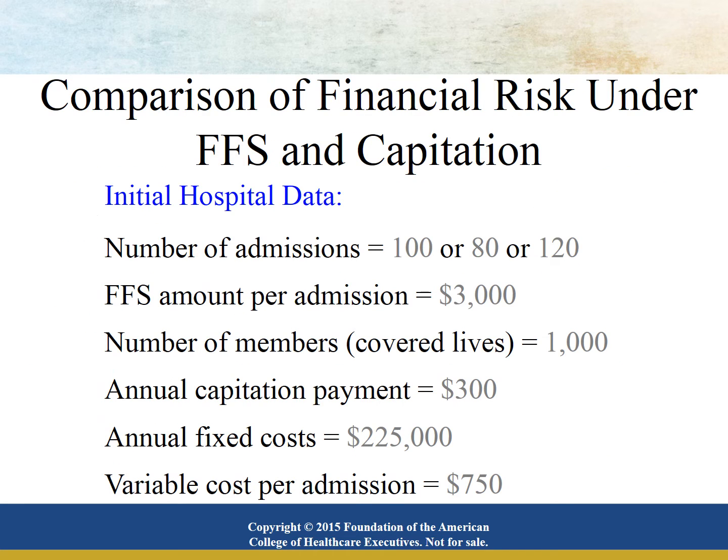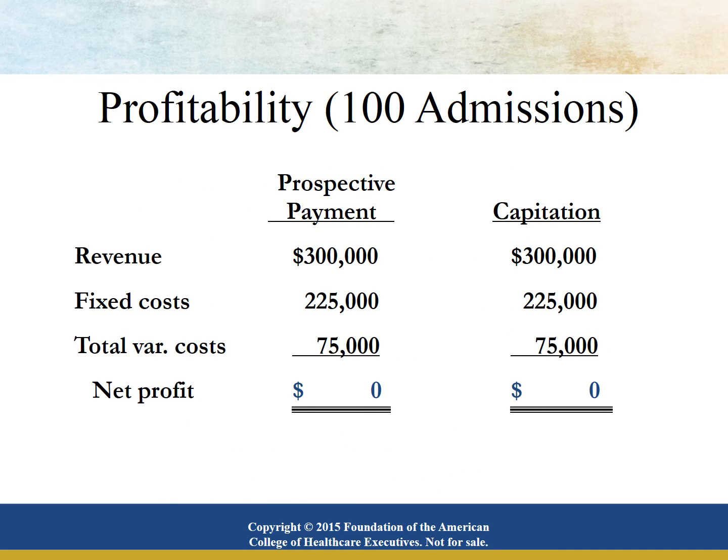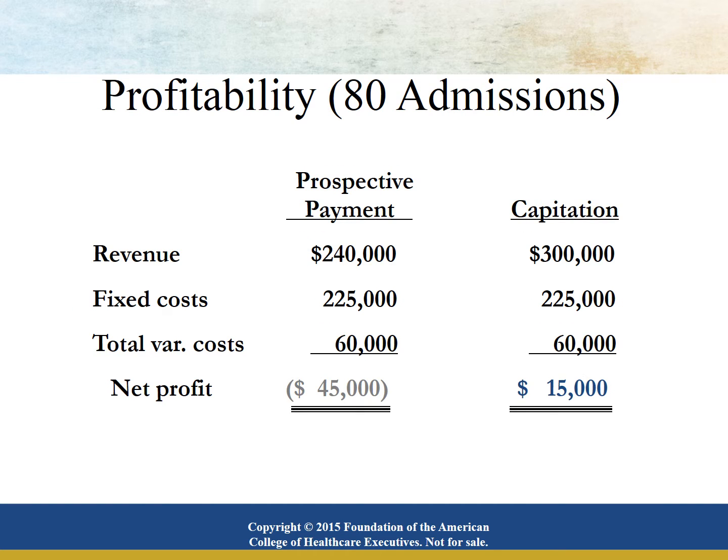We're talking about $750 per admission and 100 admissions. Under capitation, $300,000 in revenue, fixed costs are there, and there is our variable cost. So those both show you even. At break even, you basically have made no profit. At 80 admissions under prospective payment, the revenue is $240,000. We know we've got fixed costs and our variable costs. So under 80 admissions under a prospective payment system, we lose money.